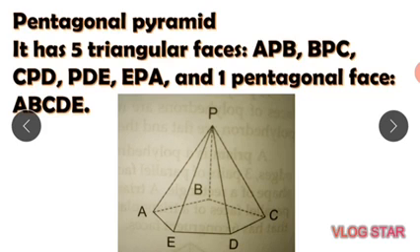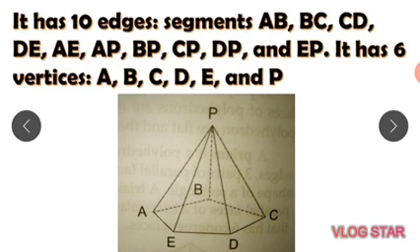Okay, 5 triangular faces because it is a pentagonal pyramid. If it is a rectangular pyramid, then it has 4 triangular faces. For the triangular pyramid, 3 triangular faces. Next is one pentagonal face, which is pentagon ABCDE.